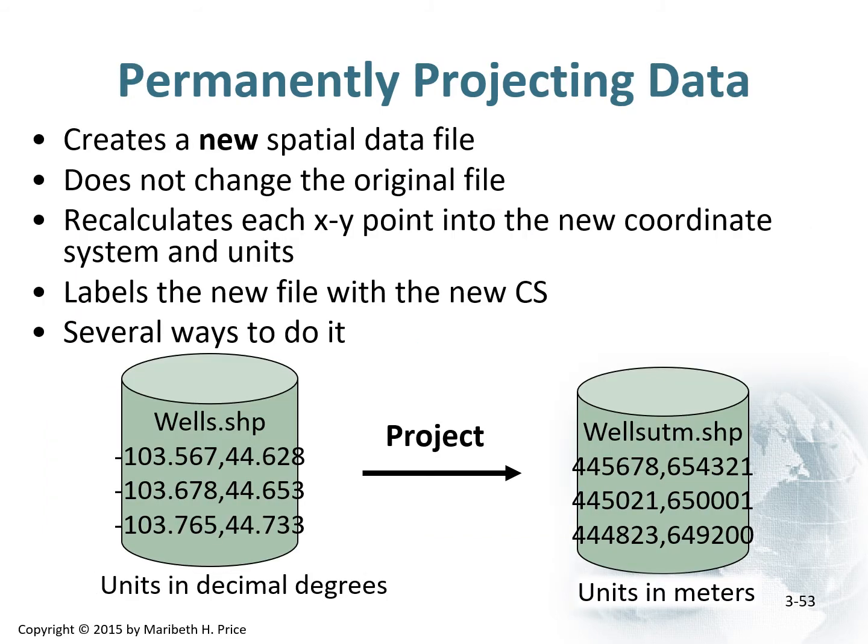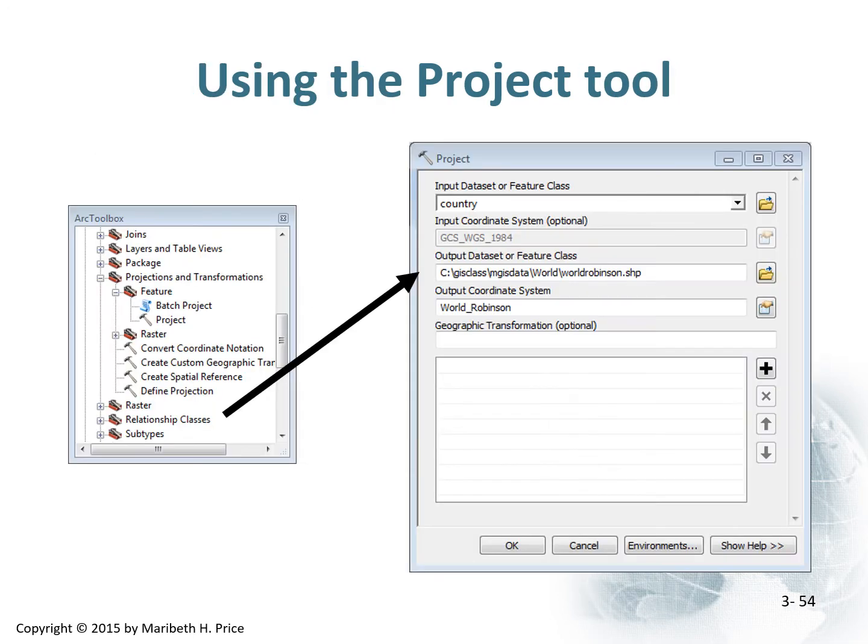To permanently project data, we use this tool. It's called the project tool. When we use the project tool, it creates a new data file. That's how you can tell if you used the right tool. If you're trying to change a projection and you don't end up with a new file, then you used the wrong tool. So here's the project tool and how it works.